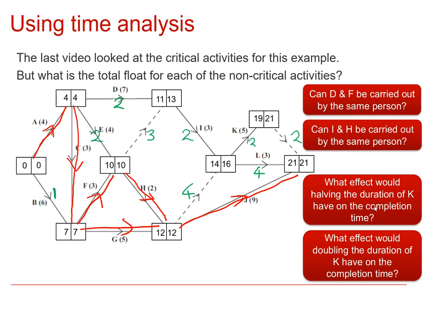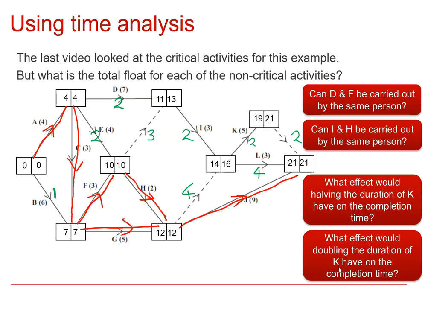As for the effect of halving the duration of K, well, basically, because K is not a critical activity, if we can do K quicker, it's not actually going to help us that much. Halving the duration of K will have no effect on the duration of the project because K is not critical. We'll still have this critical path that we have to get through, and we can't do that in less than 21, no matter how quickly we do K.